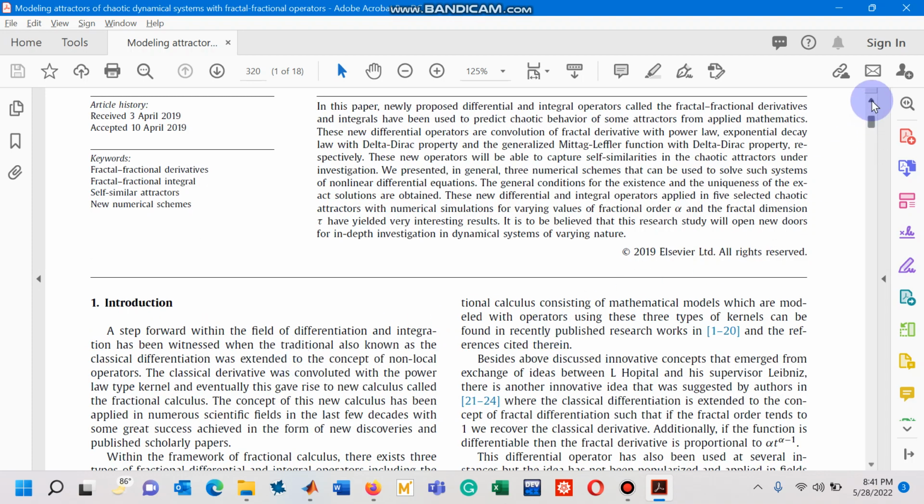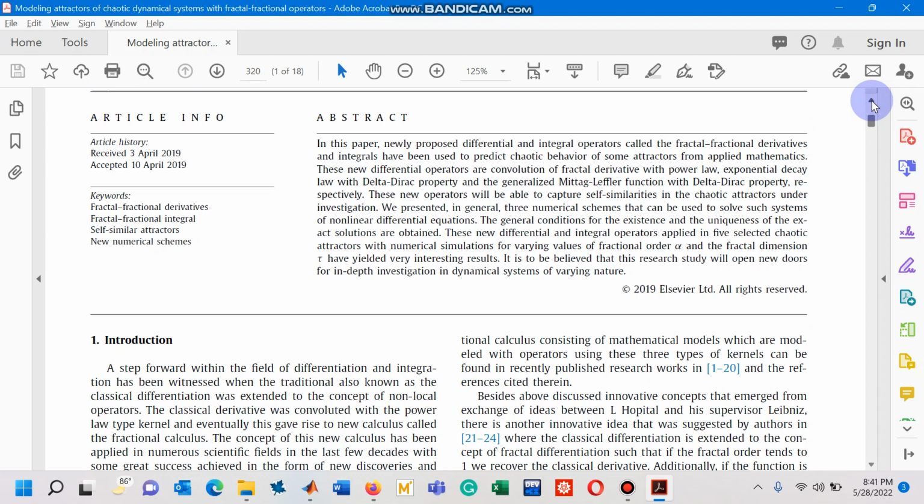In this research paper, the authors have used the newly proposed differential and integral operators that are called fractal fractional derivatives and integrals to predict the chaotic behavior of some attractors that appear in the field of applied mathematics. These new differential operators are indeed the convolution of fractal derivative with power law, exponential decay, and Mittag-Leffler function. These new operators have the potential to capture self-similarities in the chaotic attractors.